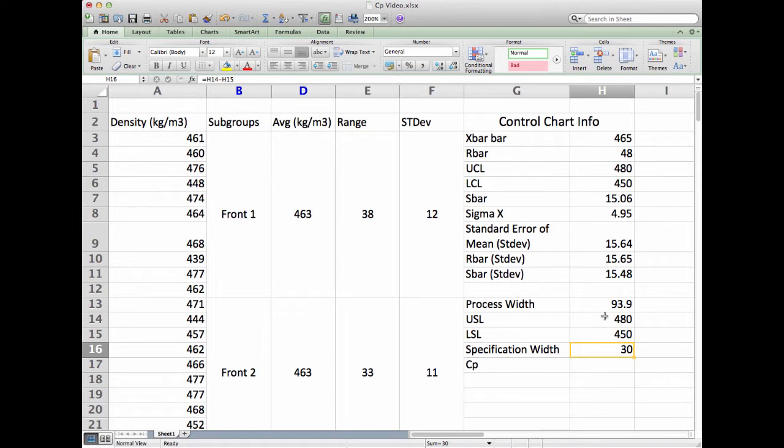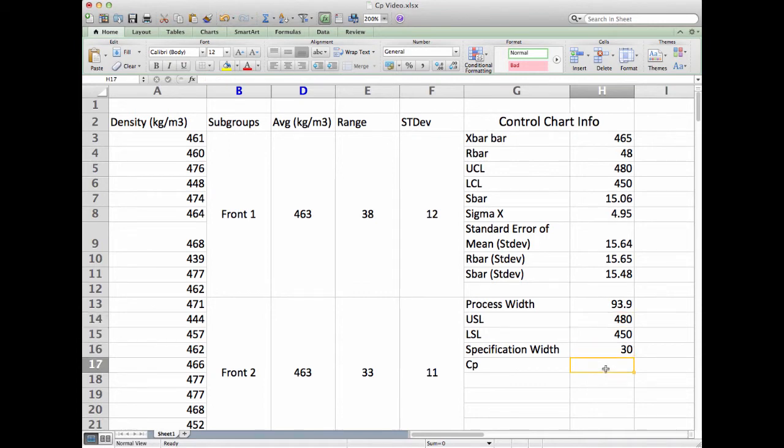It's interesting to note that my process is functioning at 93 kilograms per cubic meter. Now, there's a coincidence here that I'll just point out. My upper specification limit is 480. As it turns out, my upper control limit is also 480. That is merely a coincidence, and it is not the same thing. So I just needed to point that out.